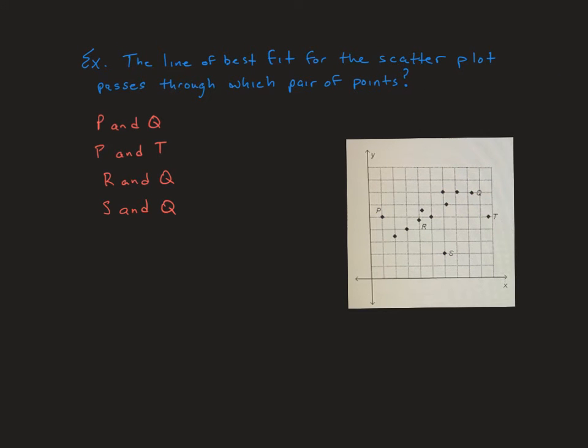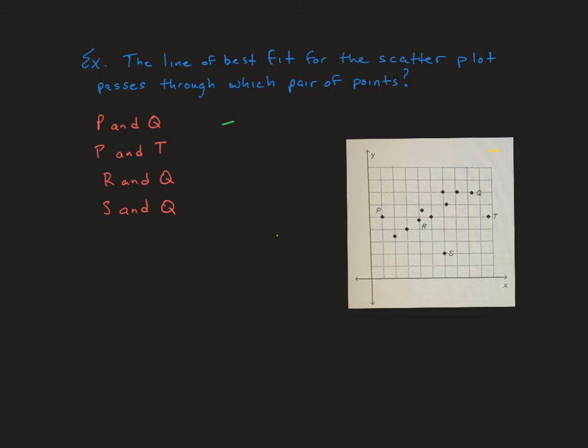Okay, so using some of that information that we just talked about, I'm going to say this example. The line of best fit for the scatter plot passes through which pair of lines? Now, if you can't see the relationship here, we're going to try and draw a line of best fit. What we're doing is trying to find a line which sort of splits your information, a little bit above, a little bit below, going in the general direction of the data.